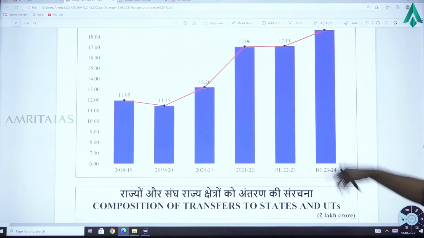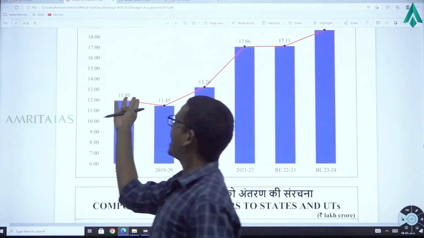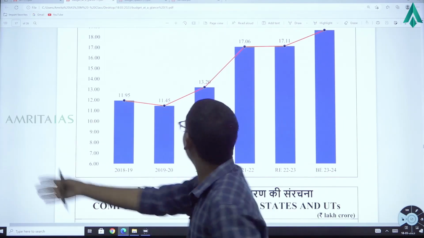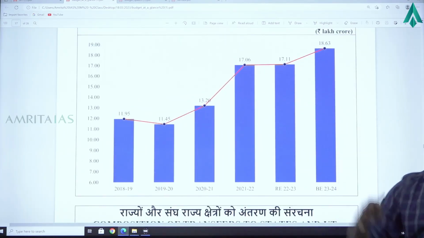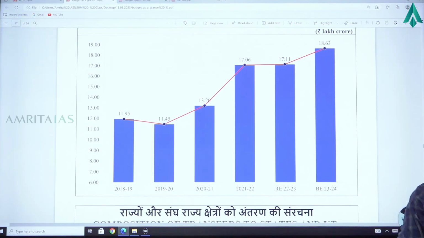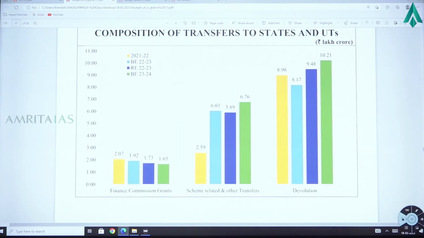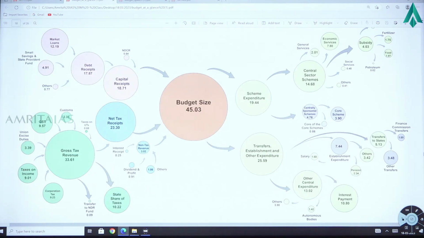Okay. And in your UPI time, obviously in UPI time, I think it is something around 5 or 6. So from 5 to 18 lakh, 13 lakh increase. This is what Modi is doing. Finance Commission grants is declining. Schemes related and other transfers, it is increasing. Devolution is also increased. Devolution increases when total tax collection increases. Okay. This is the whole budget profile from where you are getting that 45.03.